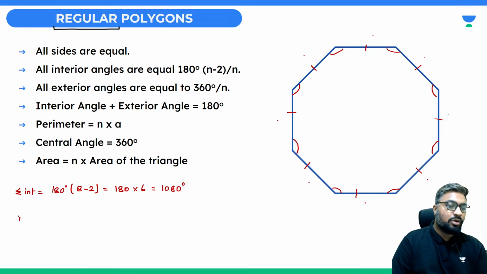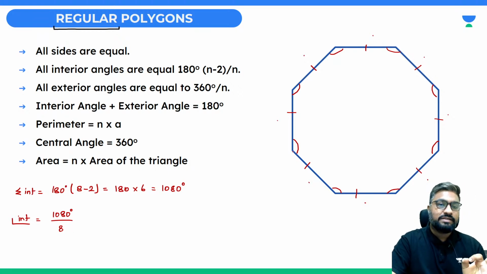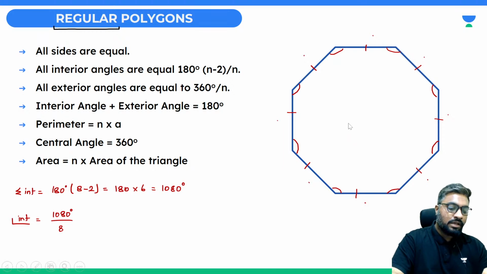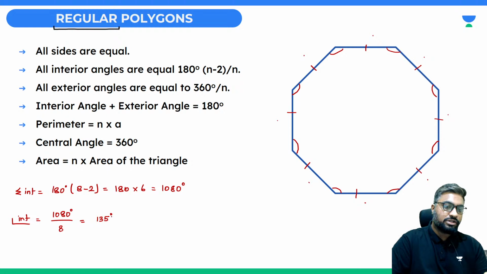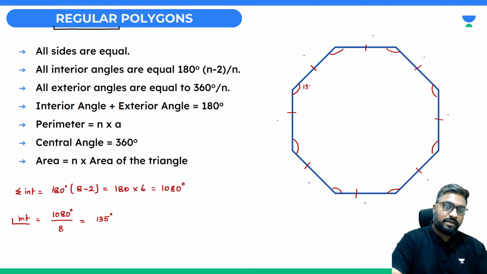If you want to find out only one interior angle's measurement, then it will basically be what? 1080 degrees by 8. Why do you divide by 8? Because all the angles will be equal to each other. Say yes if you're getting this, guys. So each of the angles will be equal to 135 degrees. Cool? Did it make sense? This angle will be 135, this angle will be 135, all of the angles will be 135.